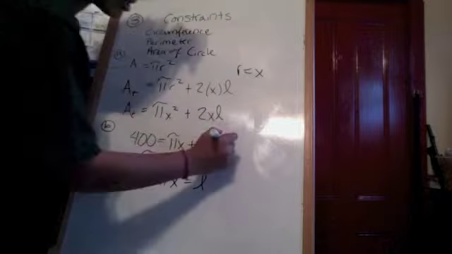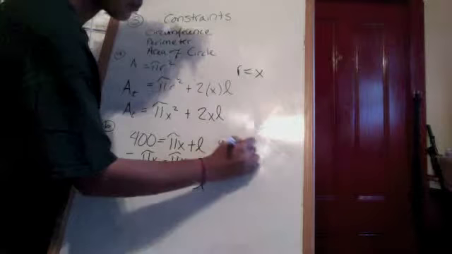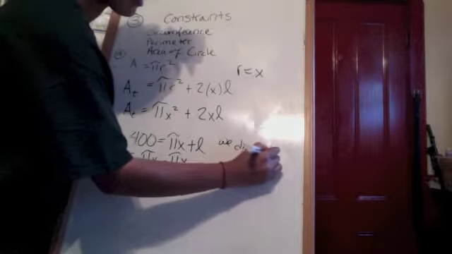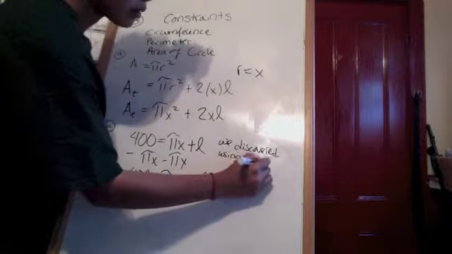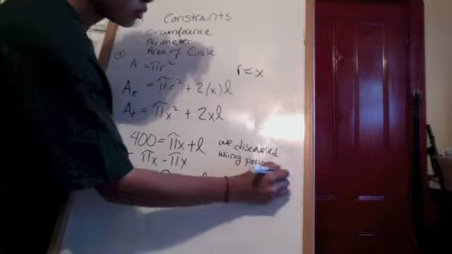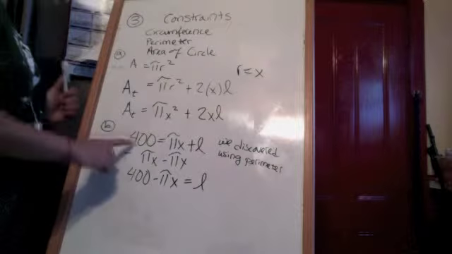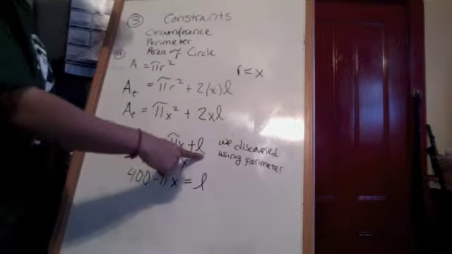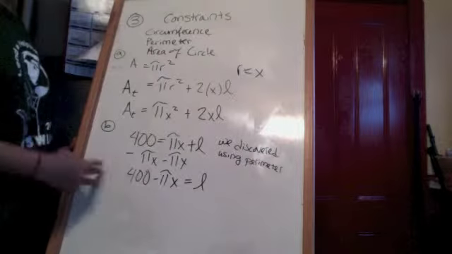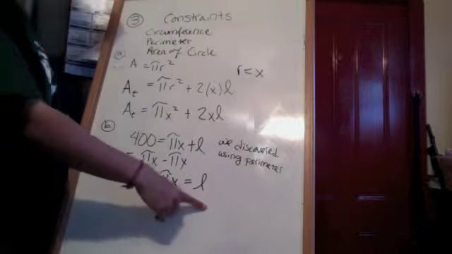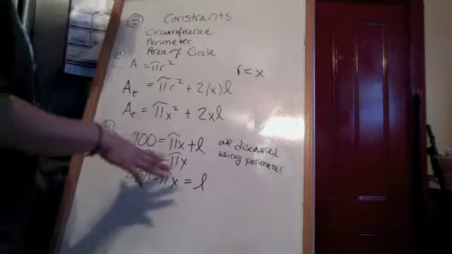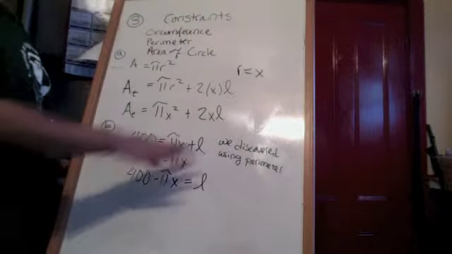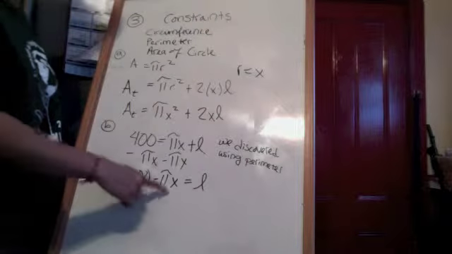Now we're moving on to part B, and that is setting the general equation that we discovered equal to the total area equation that we just formulated. So we would get 400 equals pi x plus L. Now subtracting the pi x from both sides to find L, we would get 400 minus pi x for L, which is the first variable that we need in order to solve the area.